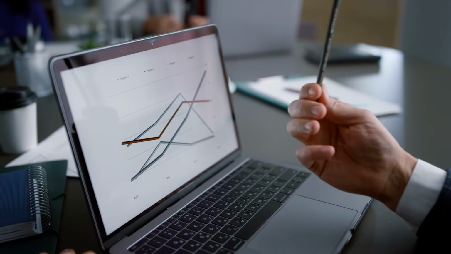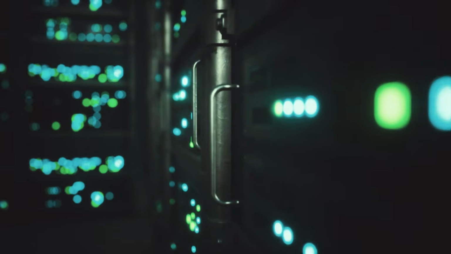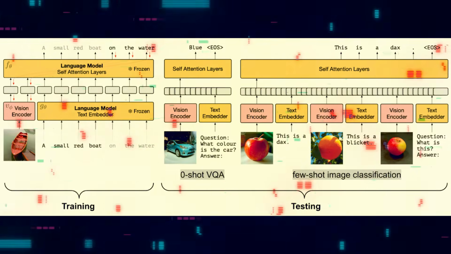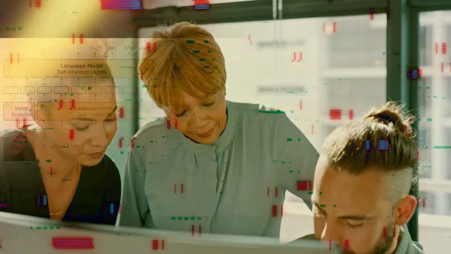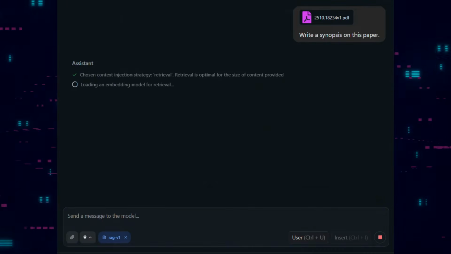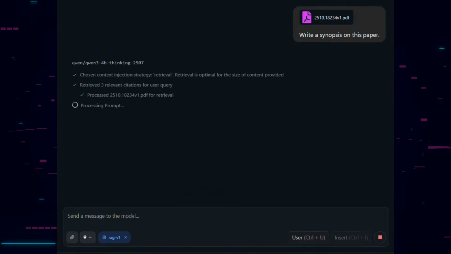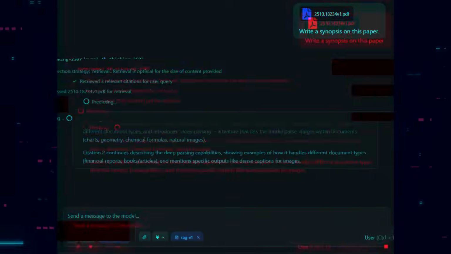Let's break it down. So what exactly is Deepseek OCR? At its core, it's a vision language model designed to read and understand documents. But here's where it gets interesting. The researchers built it specifically to explore optical context compression. Think about it this way. When you read a document with 1,000 words, your language model needs to process 1,000 plus tokens. But what if you took a picture of that document? That image might only require 100 vision tokens to encode.